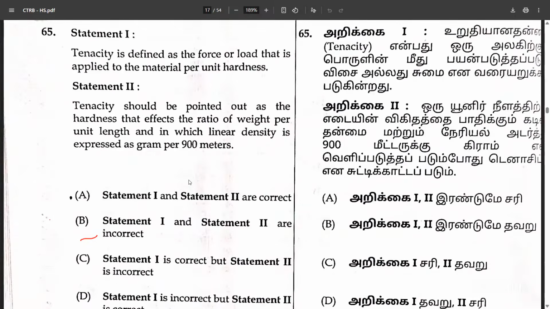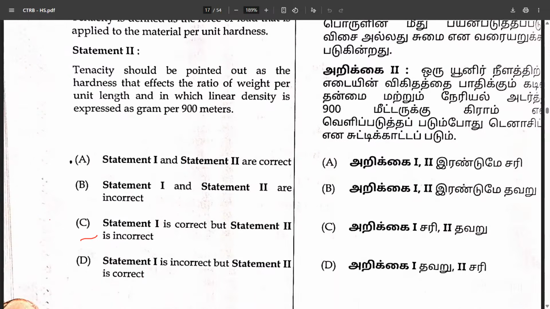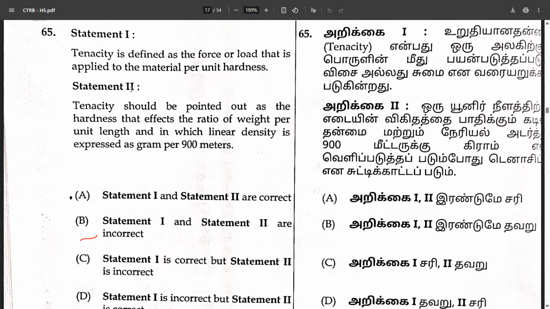65th question is statement based. Here statement 1 is: density is defined as a force or load that is applied to the material per unit hardness. Statement 2 is: density should be pointed out as a hardness that affects the ratio of weight per unit length, in which linear density is expressed as gram per 9000 meter. This is a basic question of textile. So here both the statements are correct. Basically, they are asking you about the density of any fiber.